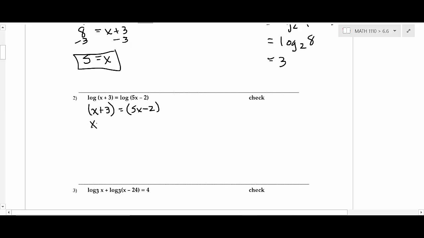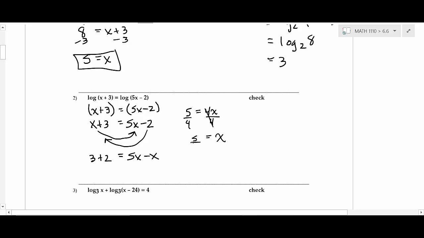That would just be x plus 3 equals 5x minus 2. However you want to do that, I'm just going to get all of my x's on one side. I'm going to move the x there, and I'm going to move the negative 2 there. I'm going to choose to do it that way. So I have 3 plus 2, I add 2 to both sides. Then I have 5x minus x, I subtract x from both sides. That's going to give 5 equals 4x. Divide by 4, and we get x is equal to 5 over 4. That's it. That's what you want to do on that: just remove the logs.